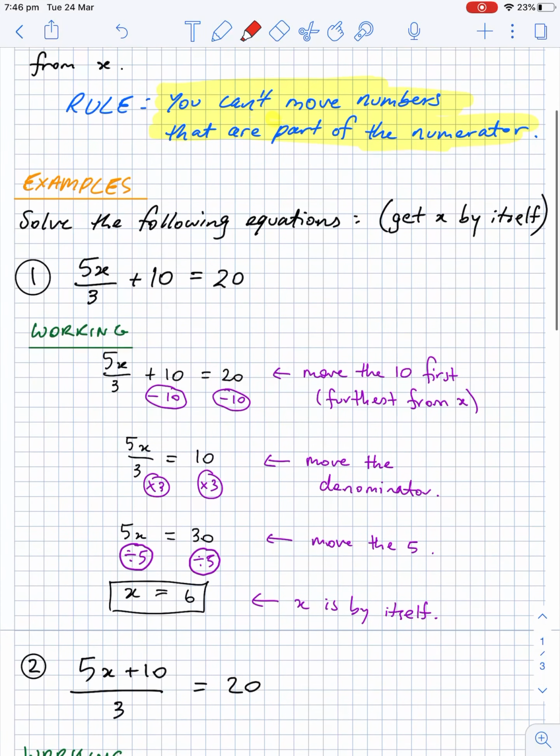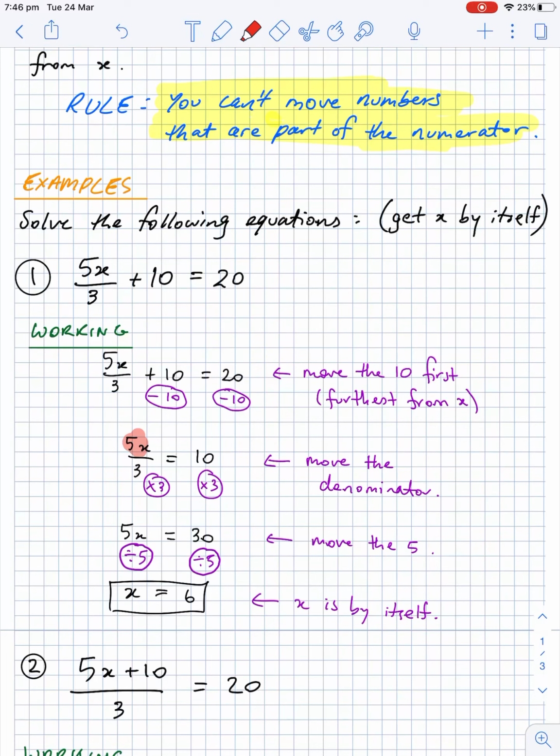Okay, so next up, let's get rid of the 3. You don't want to get rid of the 5 yet because it's part of the numerator. So let's get rid of the 3 first. So we times both sides by 3 because it's dividing. And those 3's will cancel out. And we're left over with 30 from those two. And then we're left over with the 5x. So the 5x comes down.